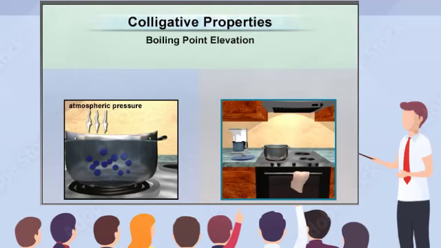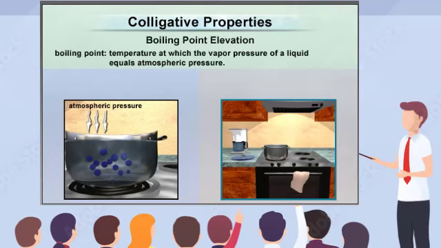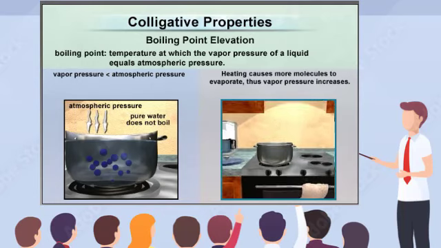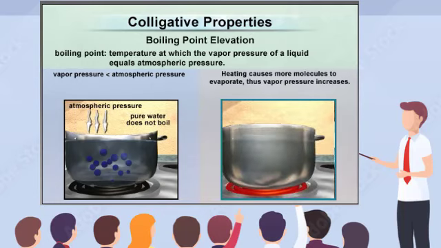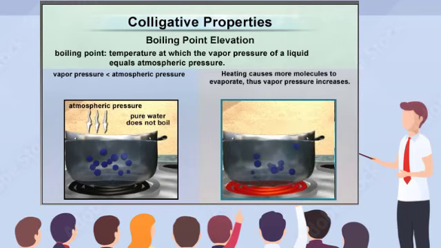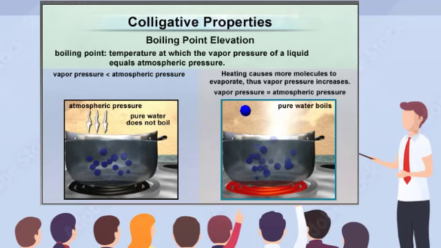Another colligative property is boiling point elevation. Boiling point is defined as the temperature at which the vapor pressure of a liquid equals the pressure of the atmosphere. Water placed in a pot on the stove has a lower vapor pressure than the surrounding atmosphere. Therefore, the water does not boil. Heating the water causes water molecules to evaporate from the pot more quickly. Consequently, the vapor pressure of water increases until the water begins to boil. When the water boils, the vapor pressure within the pot equals the pressure of the atmosphere.